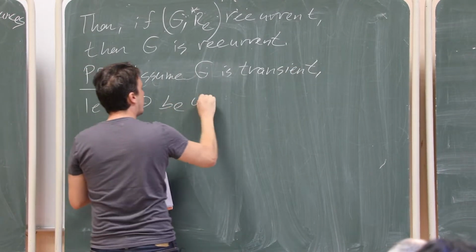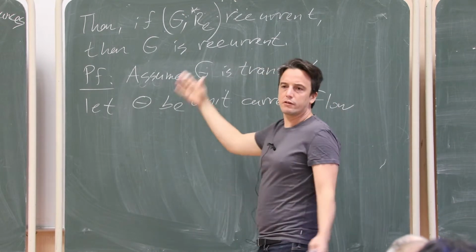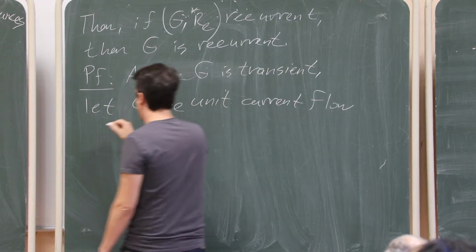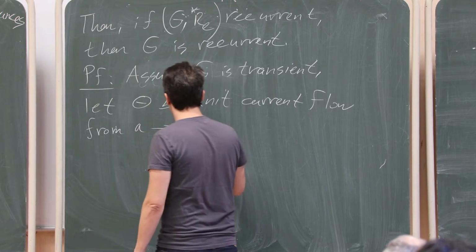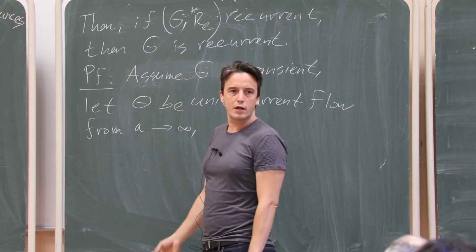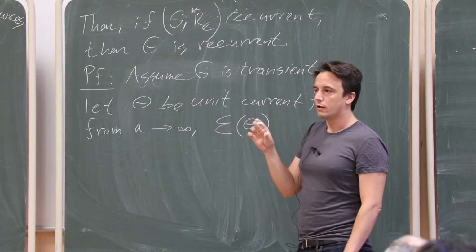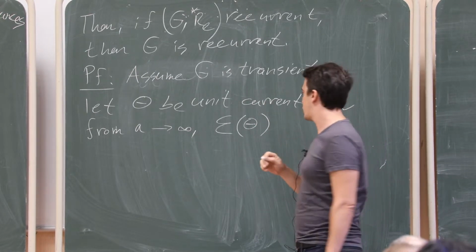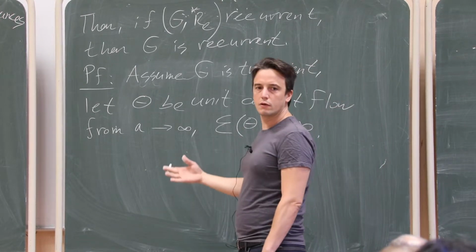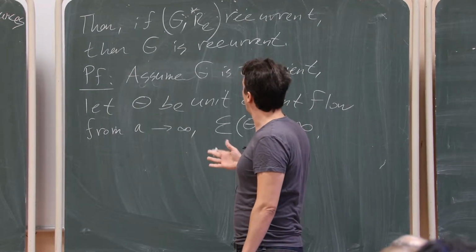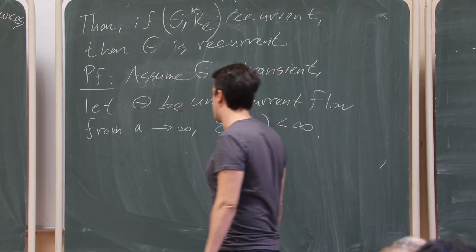And let theta be the unit current flow from some vertex, I don't care which it is, from A to infinity. So A is some vertex. And this unit current flow, because the graph is transient, has finite energy. So the energy of theta, the sum of squares of the values of the flow on each edge, is finite. This is our assumption, and our goal will now be to construct a flow on G star that also has finite energy and has unit strength.